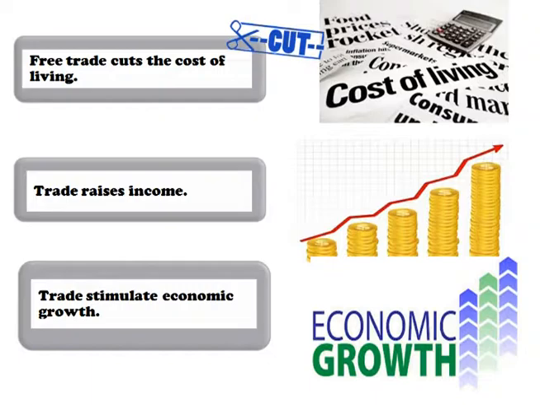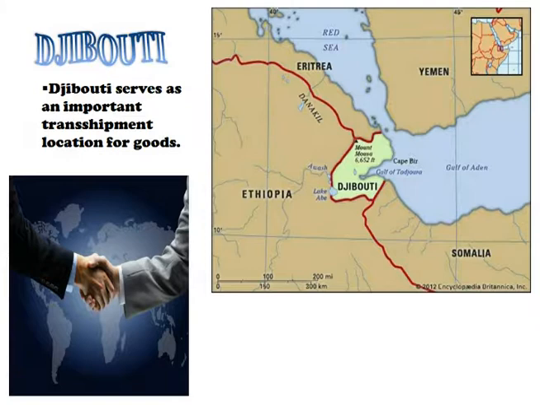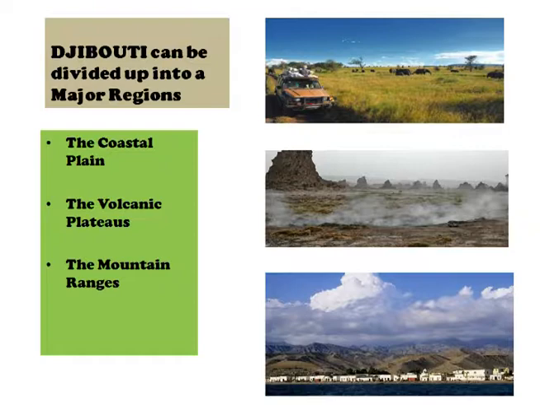Djibouti is one of the 153 countries participating in the World Trade Organization, and became a member on May 21, 1995. Djibouti serves as an important transshipment location for goods. Djibouti can be divided into major regions: the coastal plain, the volcanic plateaus, and the mountain ridges.